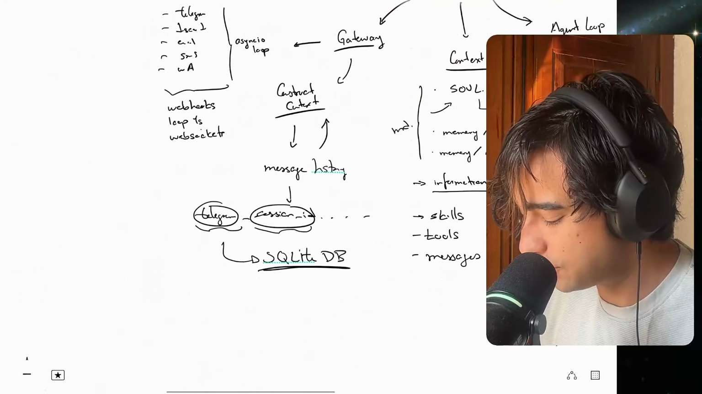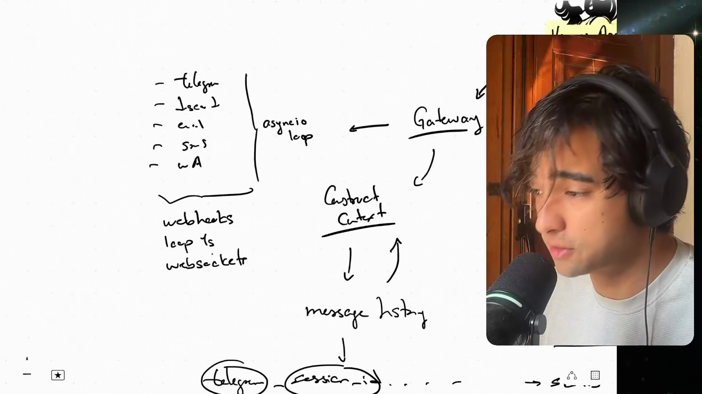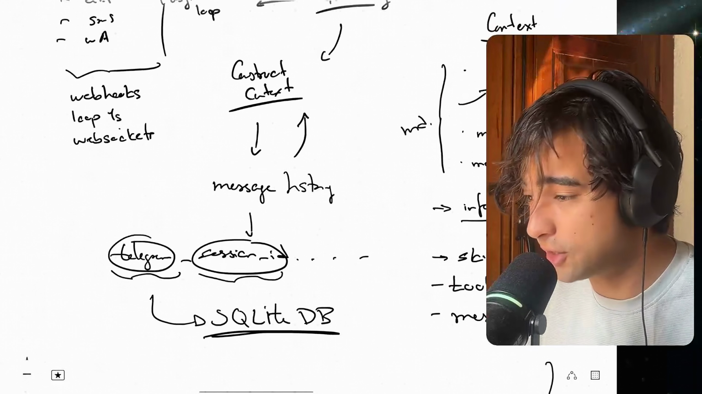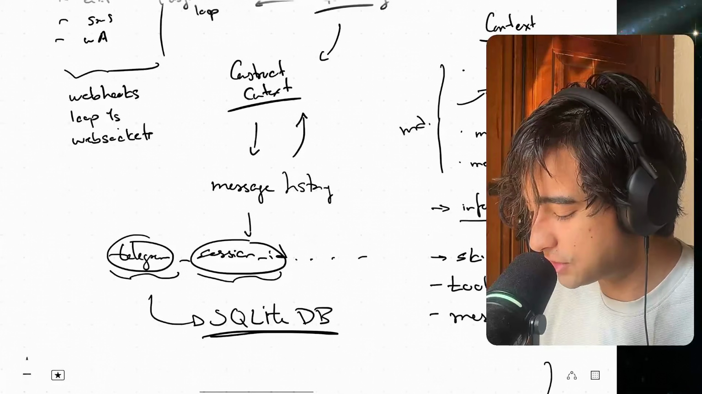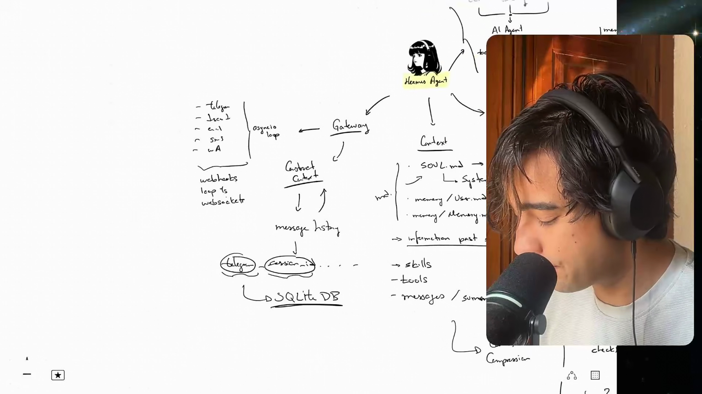So as you can see, the gateway is doing quite a bit. It's not just receiving the messages, because if it was just receiving the messages, we would not have message history. The message history is built like this, as you see right here.